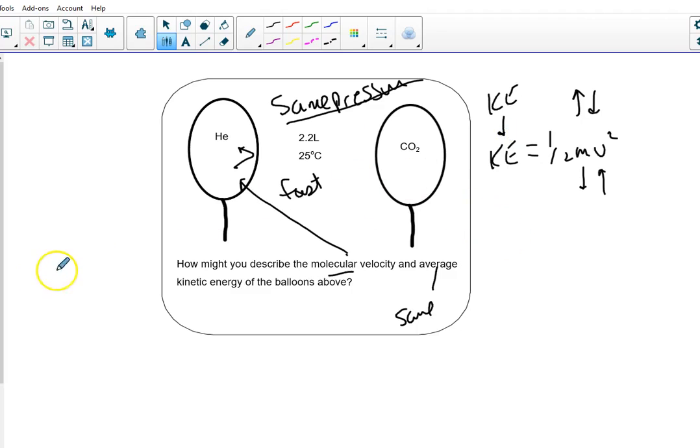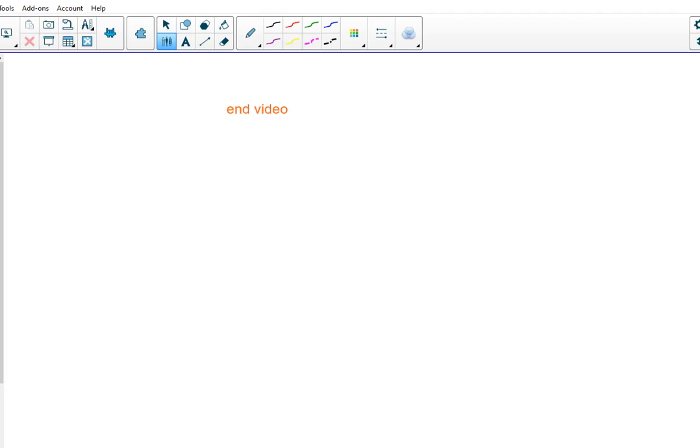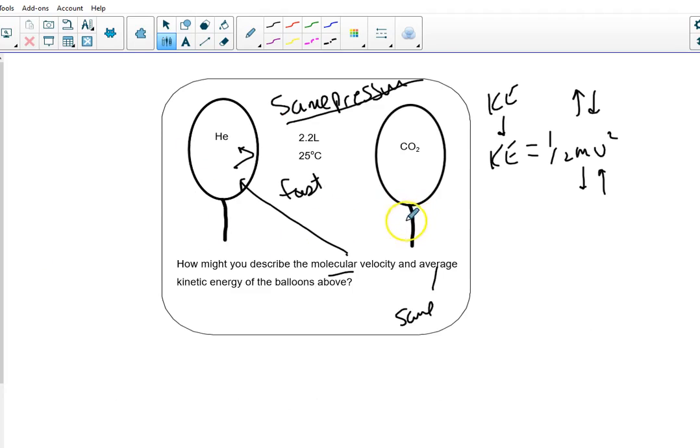All right. And we'll stop there for today. This is, again, kinetic molecular theory. One thing I also might want to point out about a balloon, and we'll talk about this in a second here, but with a balloon, we have a pressure inside and we have pressure outside.